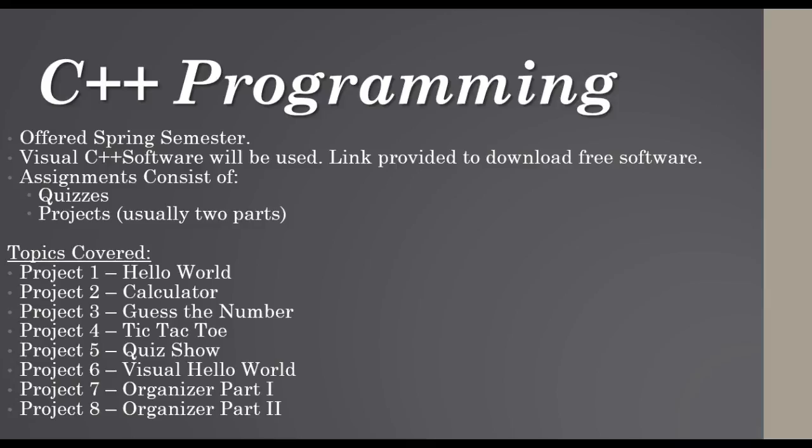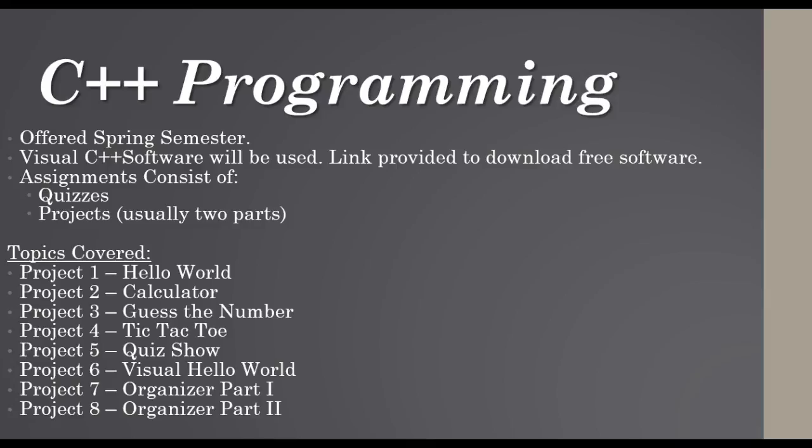Usually there's 2 parts. The first part is just going through the labs and completing the program. The second part would be you creating something on your own, similar to the first computer science class, from the things that you learn. So as you can see, in project 1, you do the Hello World program. That's usually the first program you create in any programming class. And then we move on to creating a calculator, a guess the number program, a tic-tac-toe game, a quiz show game, a visual Hello World, a dialog box, and then organizers that we build off of Project 7 into Project 8.